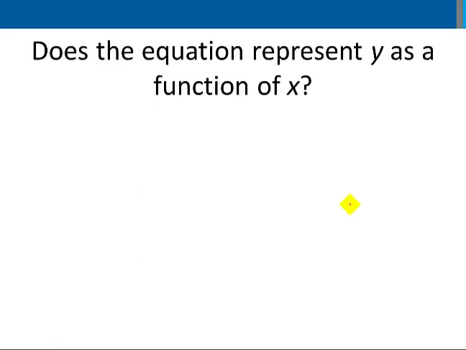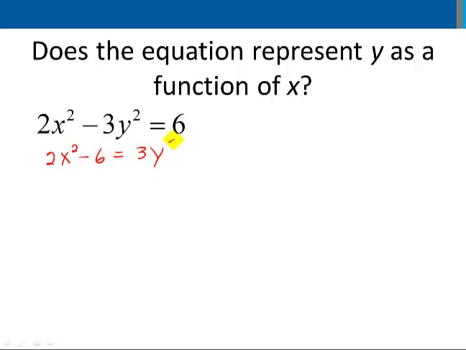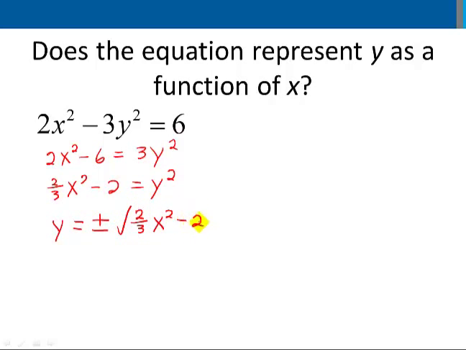Does the equation represent y as a function of x? This first equation is 2x squared minus 3y squared equals 6. We begin by solving for y. I'll subtract 2x squared from each side, subtract 6 from each side, and add 3y squared to each side. Divide through by 3. And we end up with y equals plus or minus the square root of 2/3 x squared minus 2.